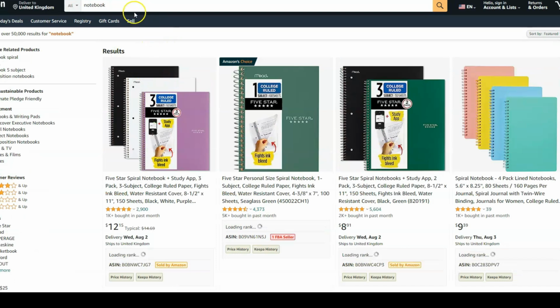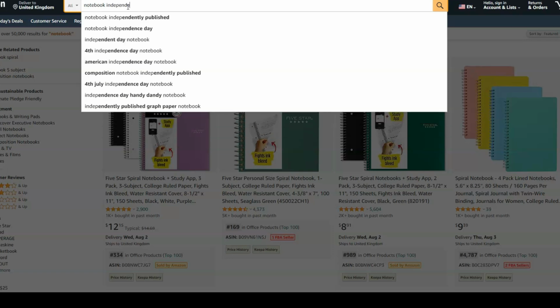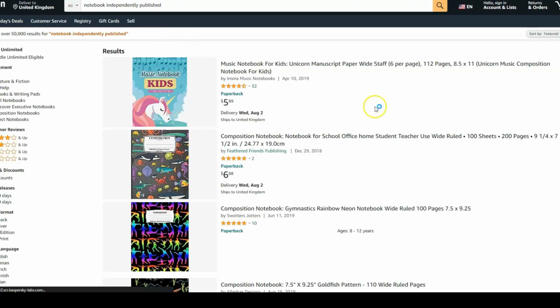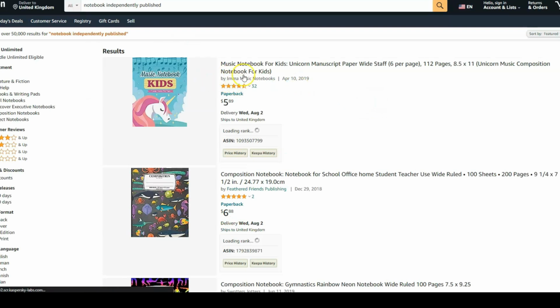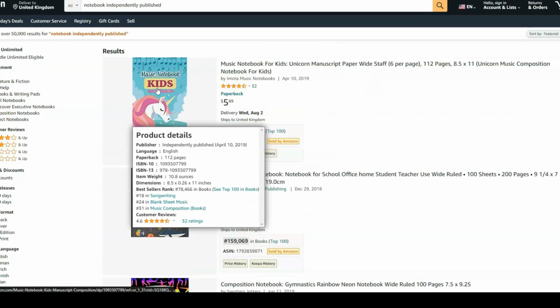And we obviously want the notebooks that have been published on Amazon KDP, because there are lots of notebooks published on Amazon Marketplace, and they're not the same categories. They have a category for stationery, which we haven't got on Amazon KDP. So I'm going to type in independently published so that we only get the KDP books. So here we are, music notebook for kids, and I'm just going to wait for this to load, and it will tell us the categories this book is in.